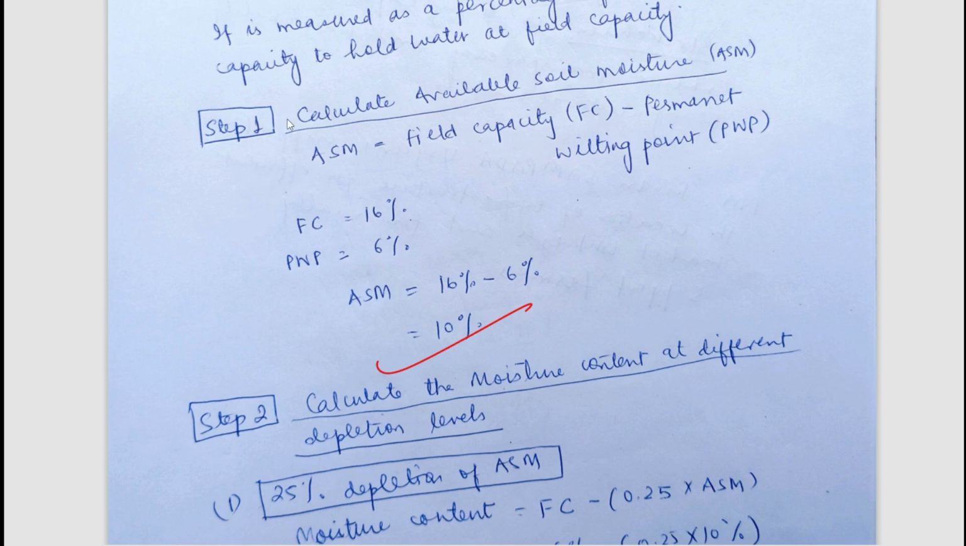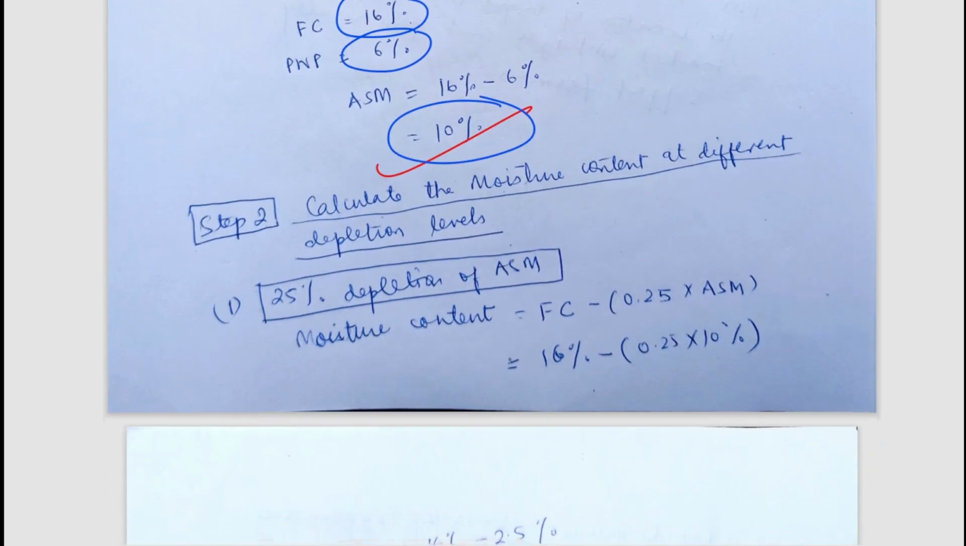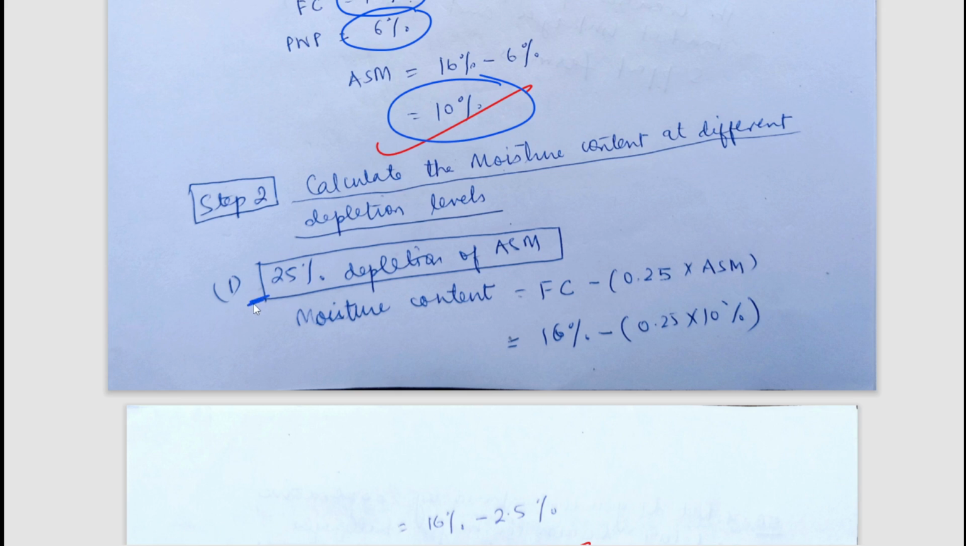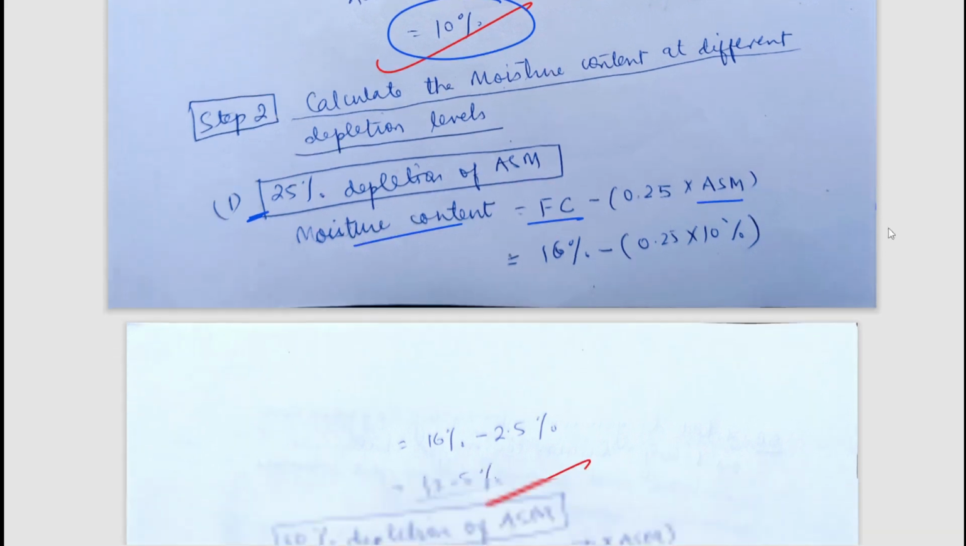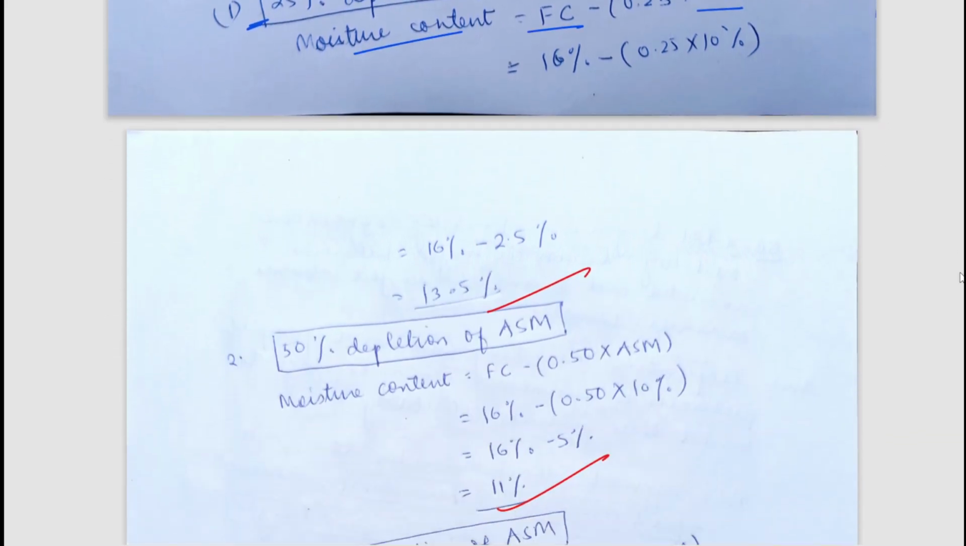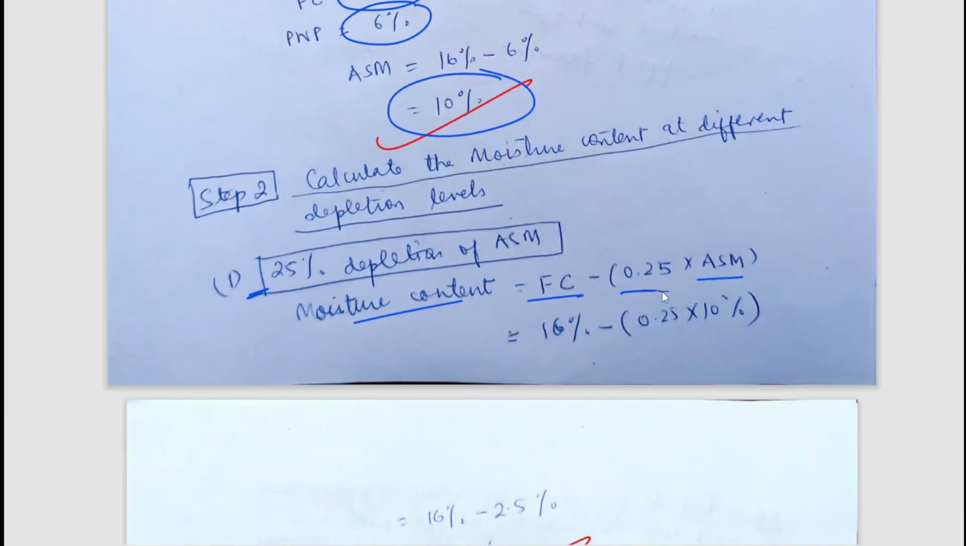Okay, so you can see how we can calculate ASM, that is available soil moisture, by subtracting permanent wilting point from field capacity. You can see permanent wilting point is 0.6% and field capacity is 10%. So ASM has been found as 10%. And again, step 2, we can see how the moisture at 25% depletion of ASM is calculated. The moisture content will be FC, that is field capacity, minus 0.25 into ASM. So it is 13.5%.